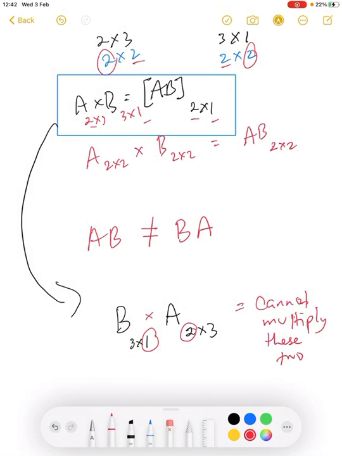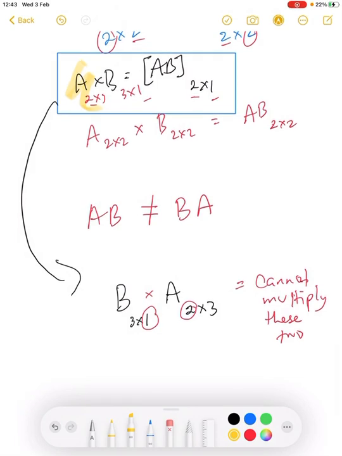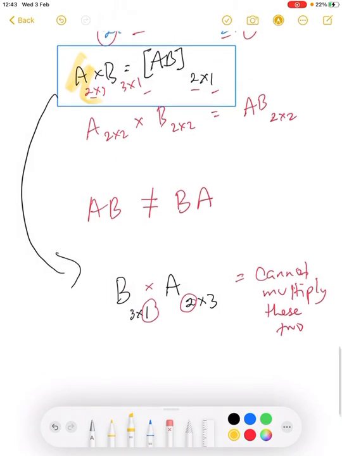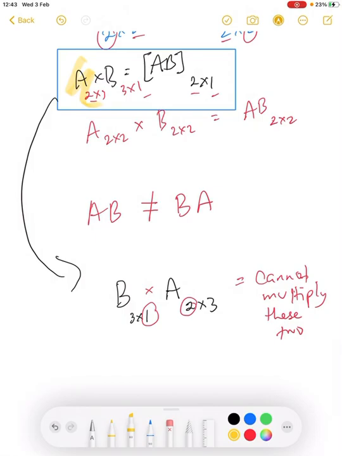Why? Because when B comes first, the number of columns of B is not equal to the number of rows in A. But when A comes first, the number of columns of matrix A is the same as the number of rows in matrix B. Okay, can you get that? Yeah, you need some time to think about this. Okay, take your time. Okay, let me continue.